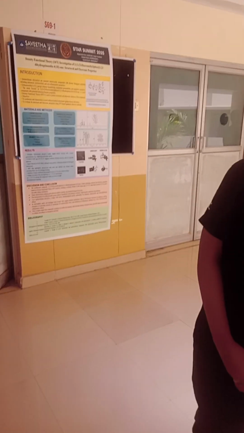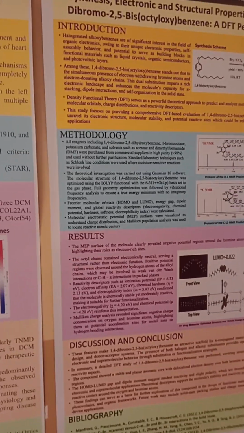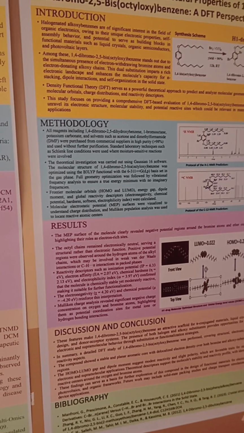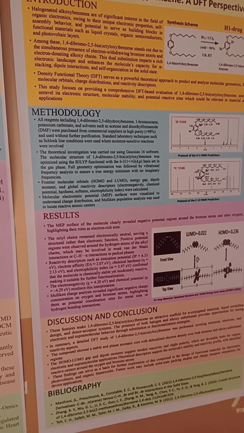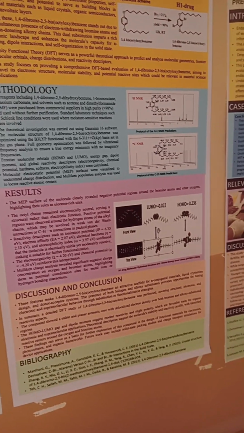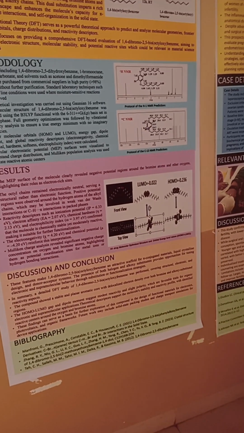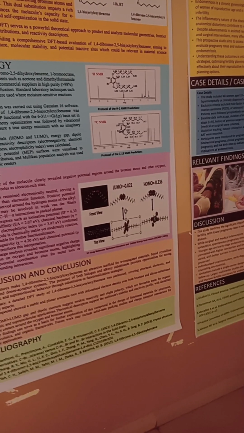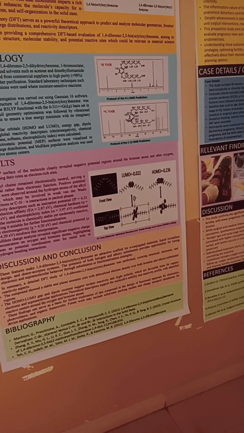Thank you, Dikshita. The next work is from Harsha, and this work is related to synthesis, electronic and structural properties of 1,4-dibromo 2,5 bis octyl oxybenzene, a density functional theory perspective. We can see here proton NMR, 13C NMR study of the drug molecule is presented with density functional theory based studies with lowest unoccupied molecular orbital and highest occupied molecular orbital, HOMO-LUMO energy levels.